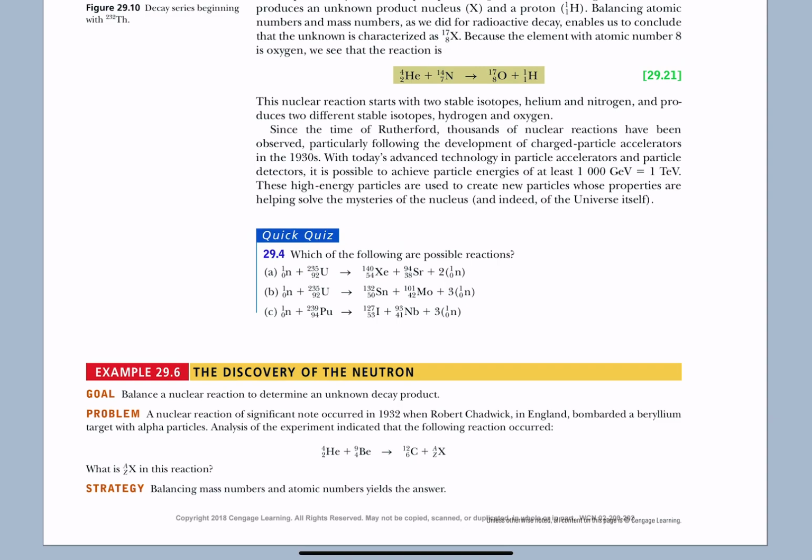Another thing I'd like you to see in the quick quiz is that in all three of these illustrations, whether they're actually true or not, the neutron, when it smashes into the uranium-235 or plutonium-239 nucleus, splits it into 2 daughter products and also a few neutrons. This is an example of a fission reaction, which we'll talk about in Chapter 30 in more detail.